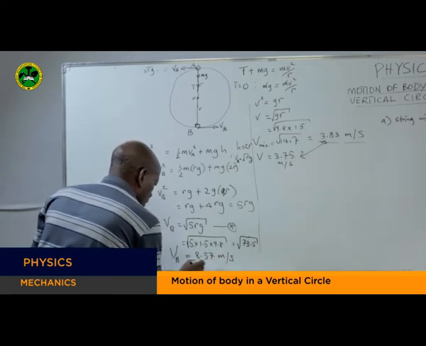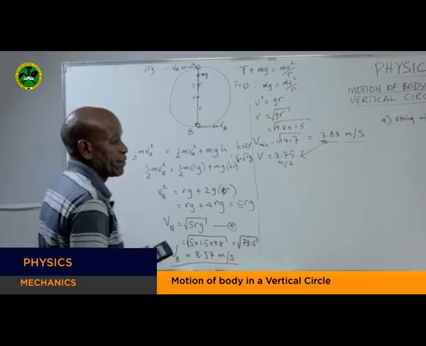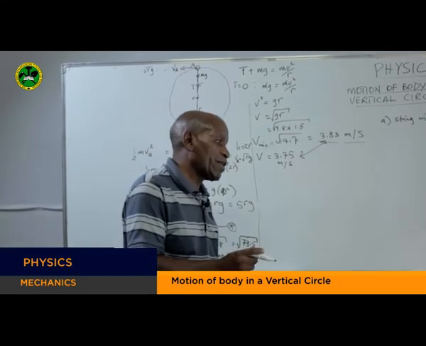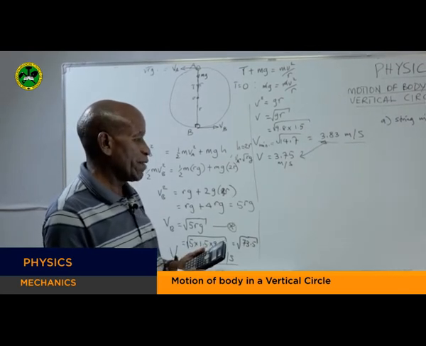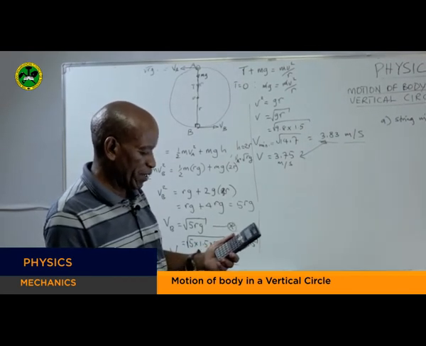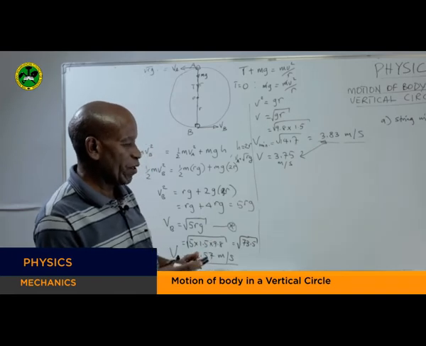So this is the minimum velocity. This is the minimum velocity or minimum speed when this bucket passes at the lowest point. This is the minimum velocity whenever this particular bucket passes at the lowest point.